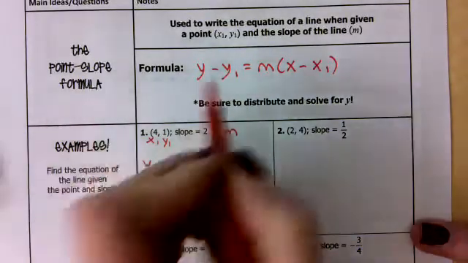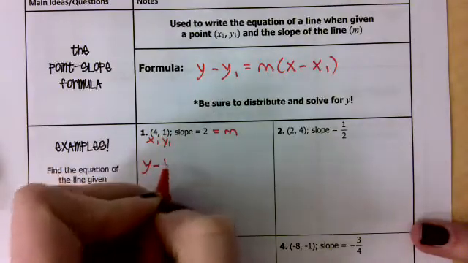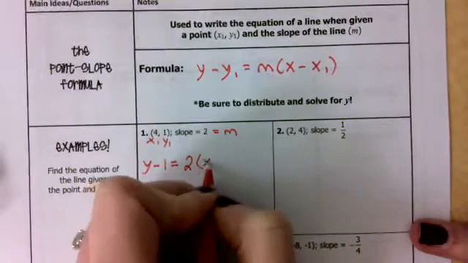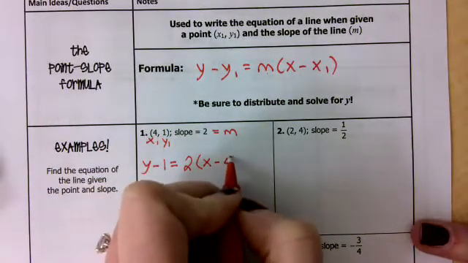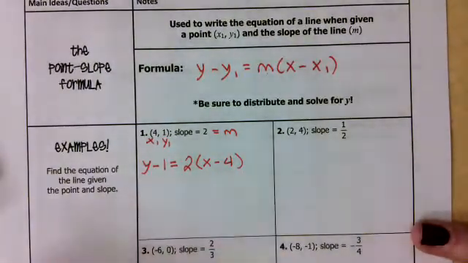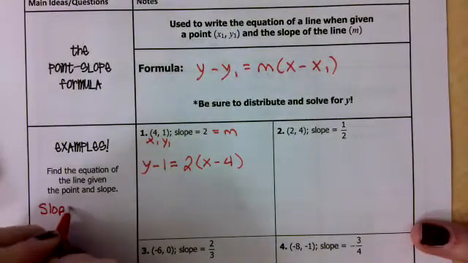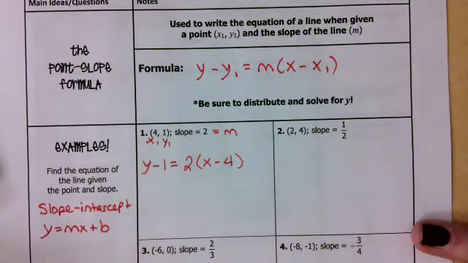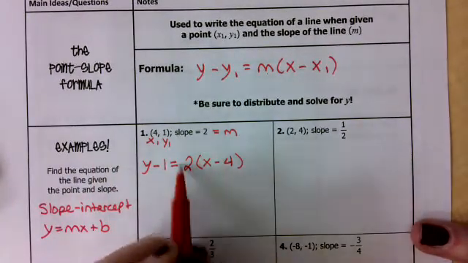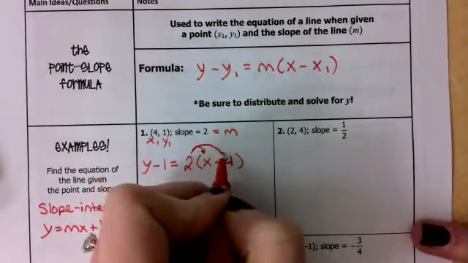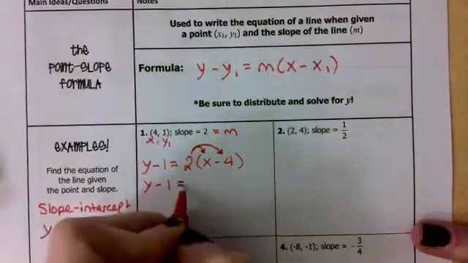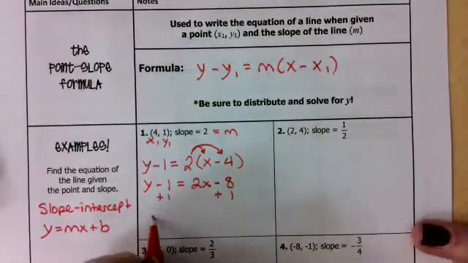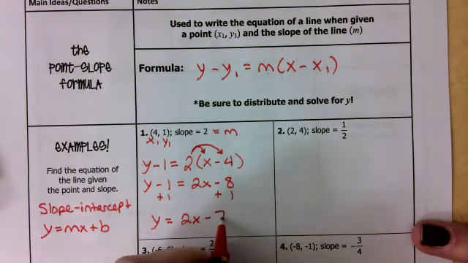So I know I can rewrite my equation: y minus, and my y1 is 1, equals my slope, which is our m, that's 2, times x minus my x1, which is 4. From here, I can manipulate this into the slope-intercept form. So remember, slope-intercept form is y equals mx plus b. So I want to get y by itself, and I want to simplify this by distributing the 2 to the x and to the negative 4. When I do that, I get 2x minus 8. And then I can add 1. I get y equals 2x minus 7.